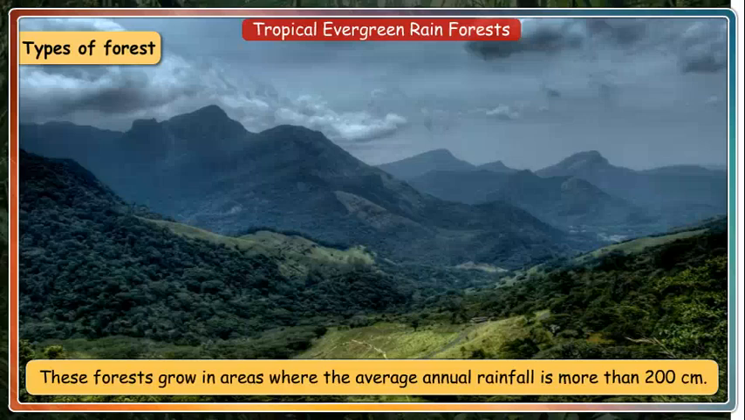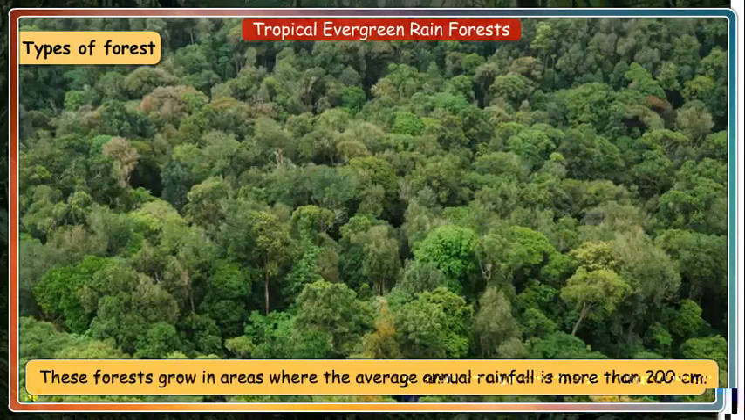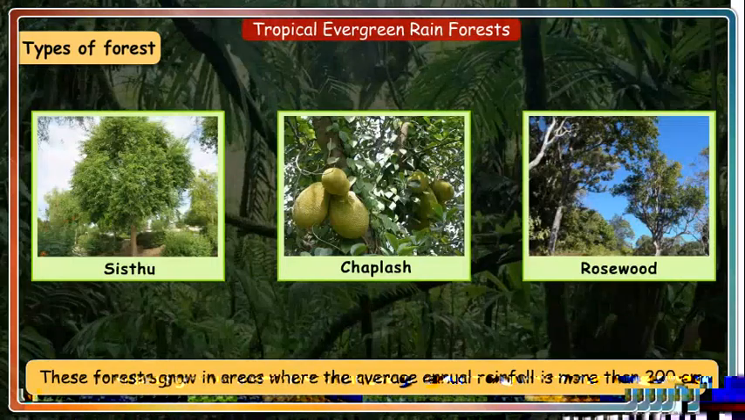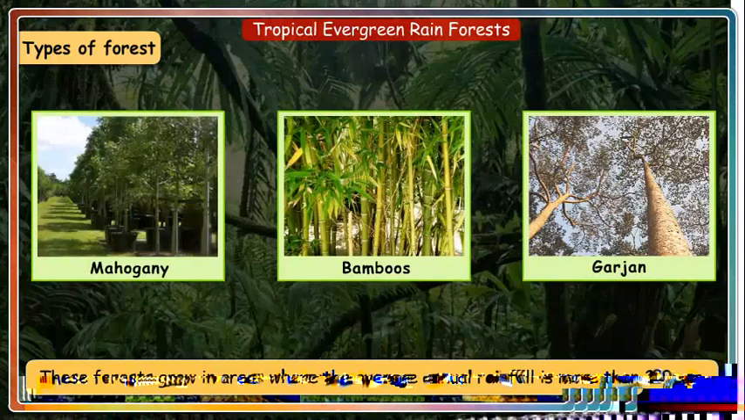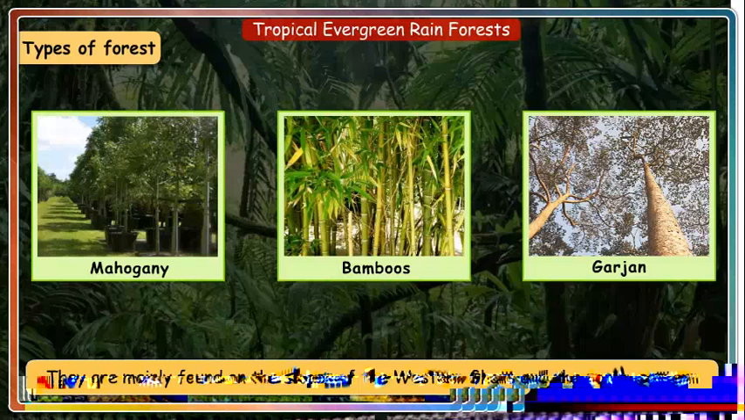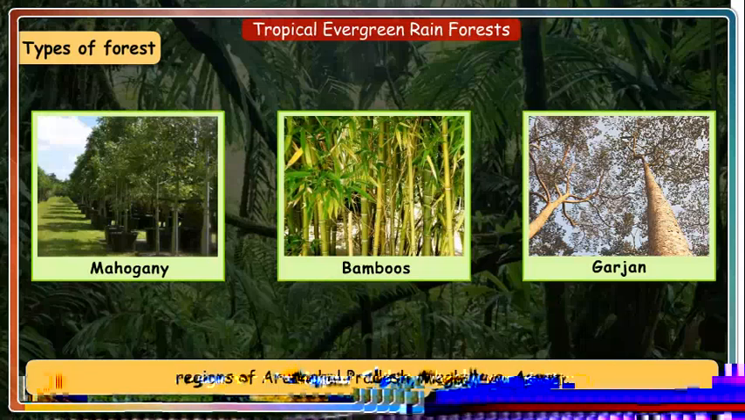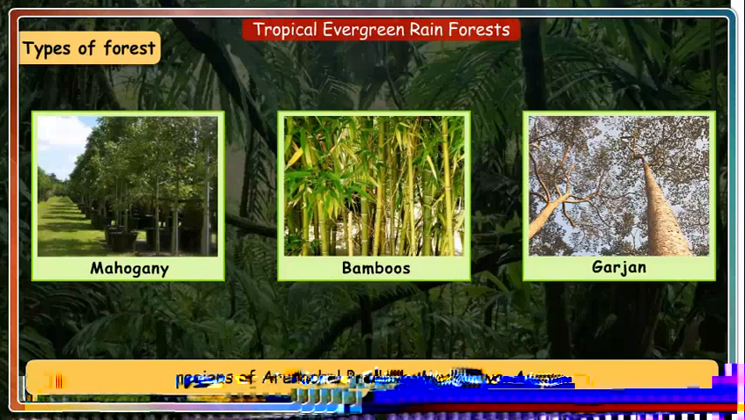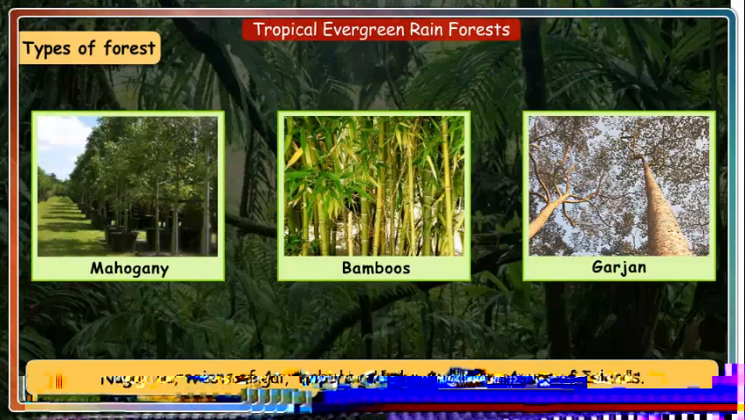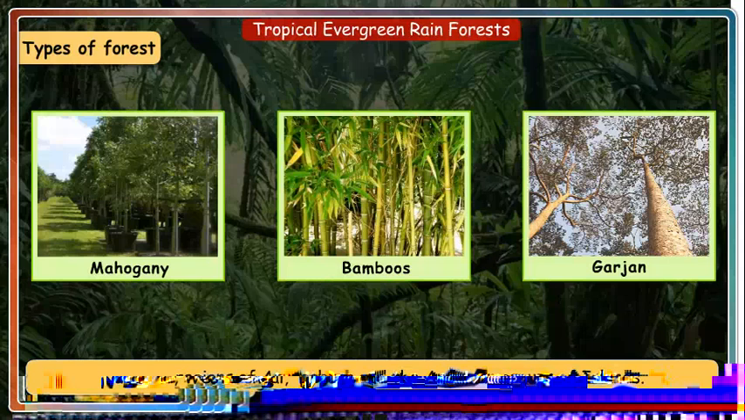Tropical evergreen rainforests. These forests grow in areas where the average annual rainfall is more than 200 cm. They are mainly found on the slopes of the Western Ghats and the northeastern regions of Arunachal Pradesh, Meghalaya, Assam, Nagaland, West Bengal, Tripura, and the Andaman group of islands.